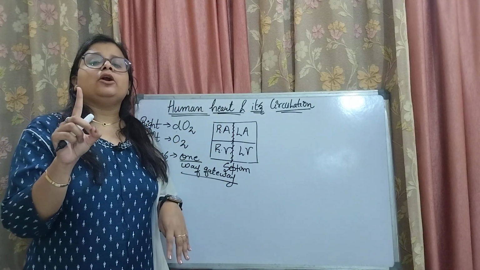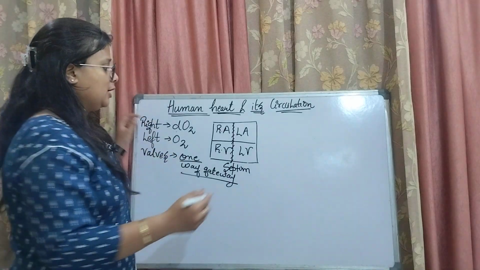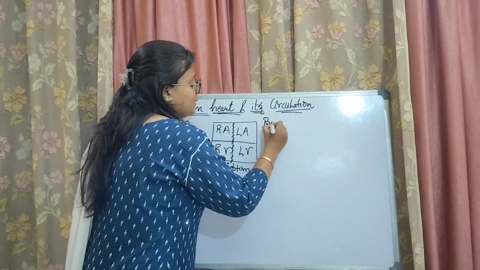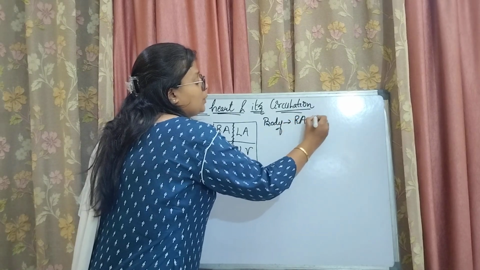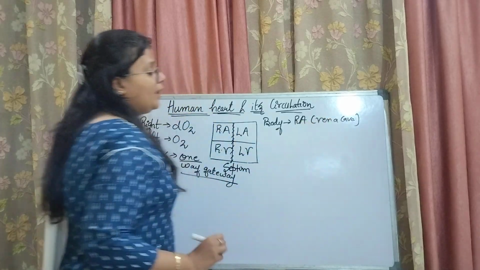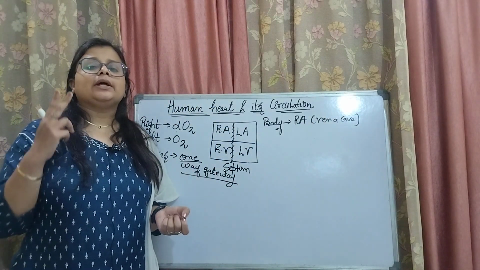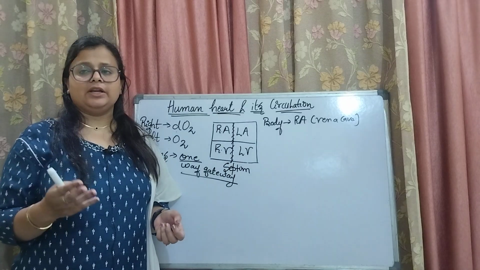So the first chamber of the human heart that receives the blood is the right auricle. So from the body, what happens? The blood is carried into the right auricle with the help of the vena cava. With the help of the vena cava. As I told you, there are two types of vena cava. One is the superior vena cava, the other is the inferior vena cava.